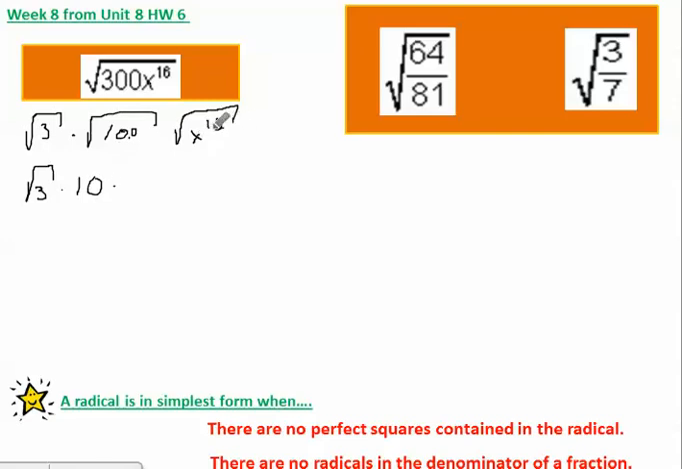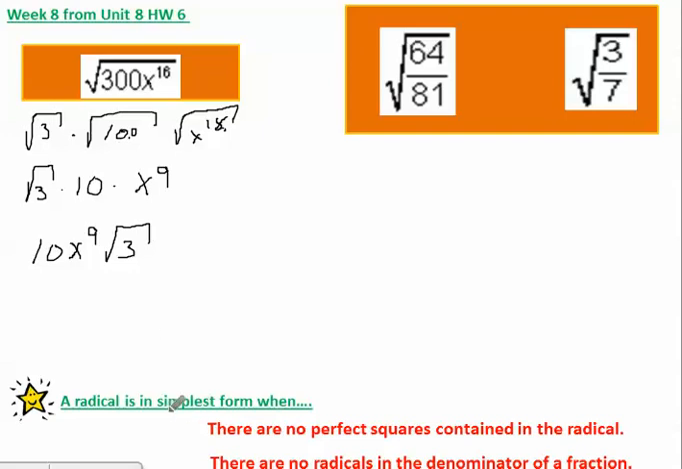I'm taking the square root. You know what you do there? You divide the exponent by 2, and that becomes x to the 9th. So putting this together in the right order, it's 10 x to the 9th square roots of 3. That would be the simplest radical form.